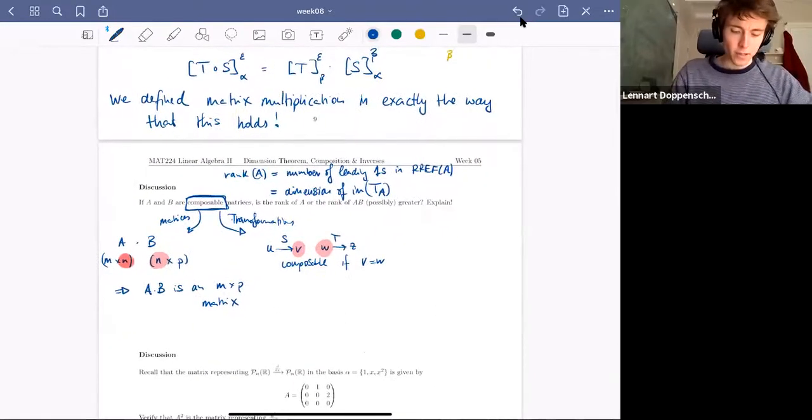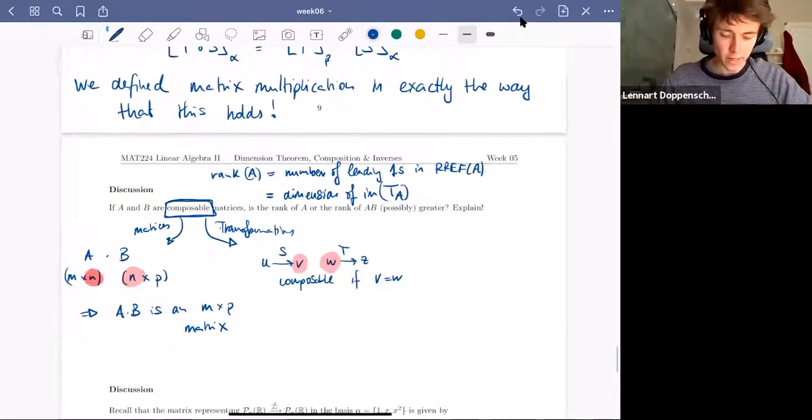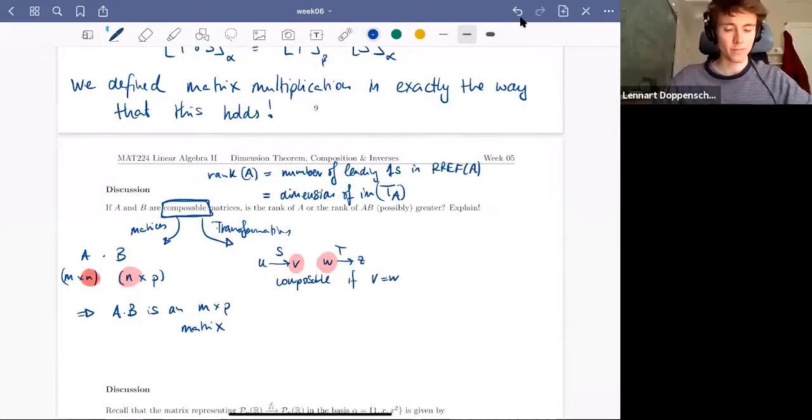Okay, so let's get to the discussion. Why is it true that the rank of A times B is possibly greater than the rank of A?